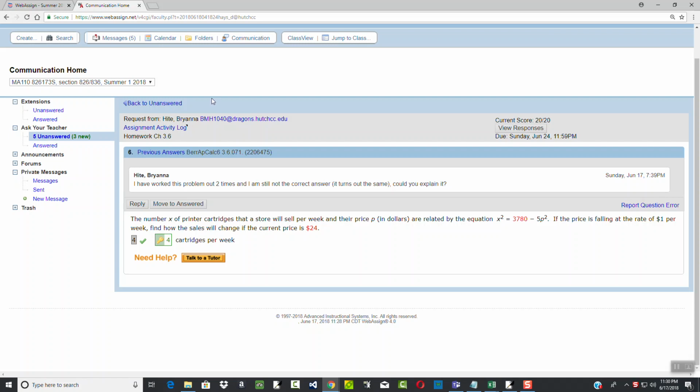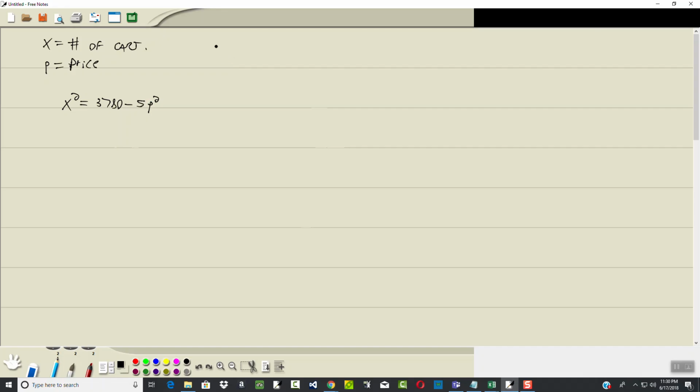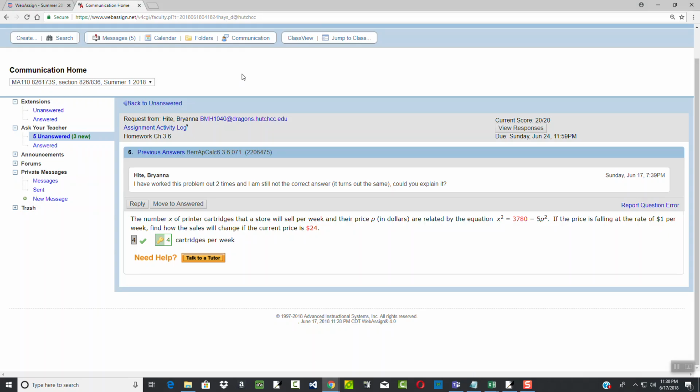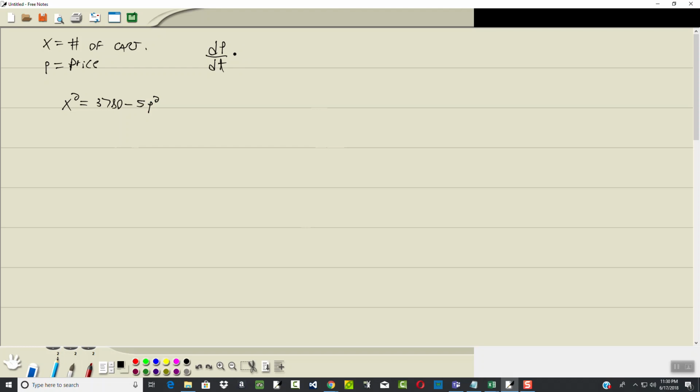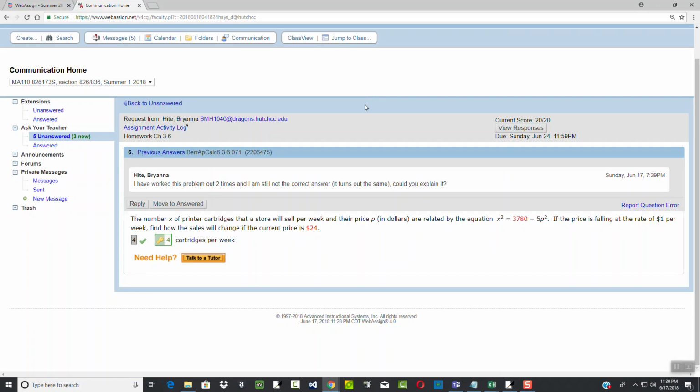If the price is falling at a rate, so change in price with respect to time, of a dollar per week. Falling, I think that means -1. Now I should say falling $1, and with respect to time, that's per week, which we can think of as -1, a rate of a dollar per week.